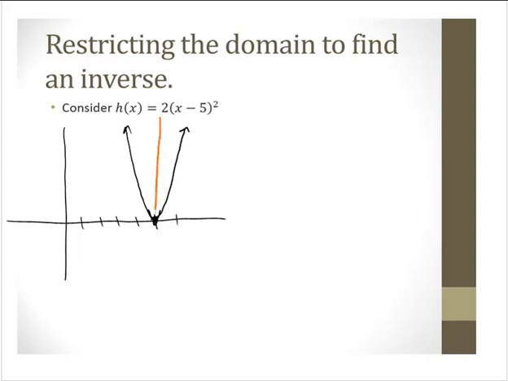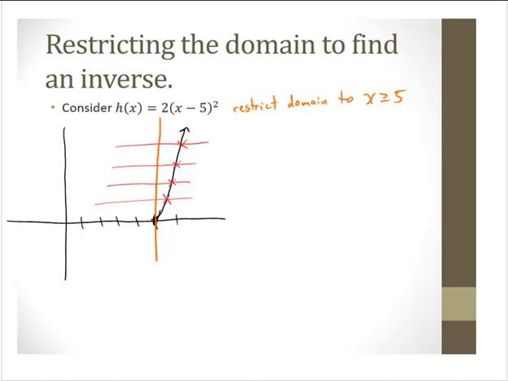But if we restrict the domain, what if we kind of cut the graph in half? What if we cut it right there at x equals 5? So what if we restrict the domain to x is greater than or equal to 5? So basically now, we're kind of erasing the left half of that curve. And now we have a one-to-one function, right? Because it's only touching one point on the curve at any time.